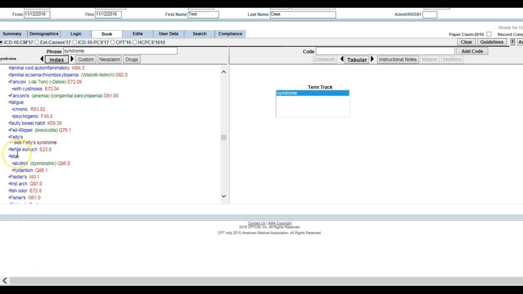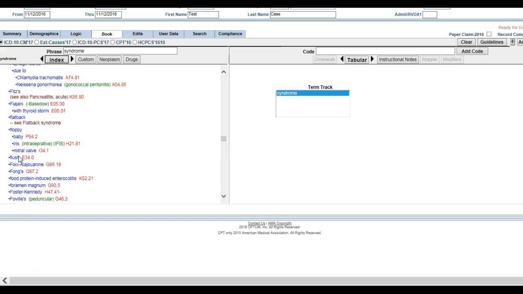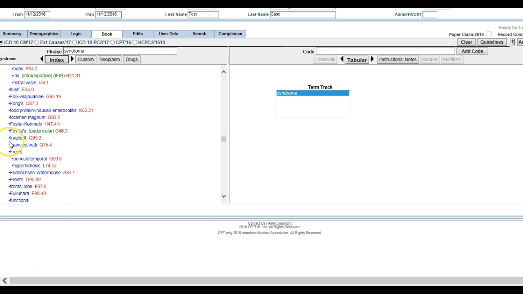Okay, I'm in the F's. I see fatigue. I see fetal. I've got to keep going over to the R's. There it is, Fragile X. So, first level of indentation. There's nothing underneath. There are no additional subterms. It's giving me my reference code of Q99.2.